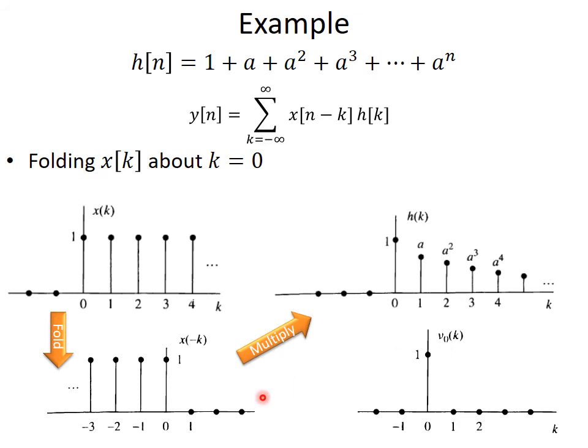k, right? So there would be only one non-zero sample, because the values of h of k before 0 are 0, and values of x of minus k are 0 after 0. So the only non-zero value is when k is equal to 0. So this 1 would be multiplied with 1, and you get 1 as a result of the multiplication of x of minus k and h of k.